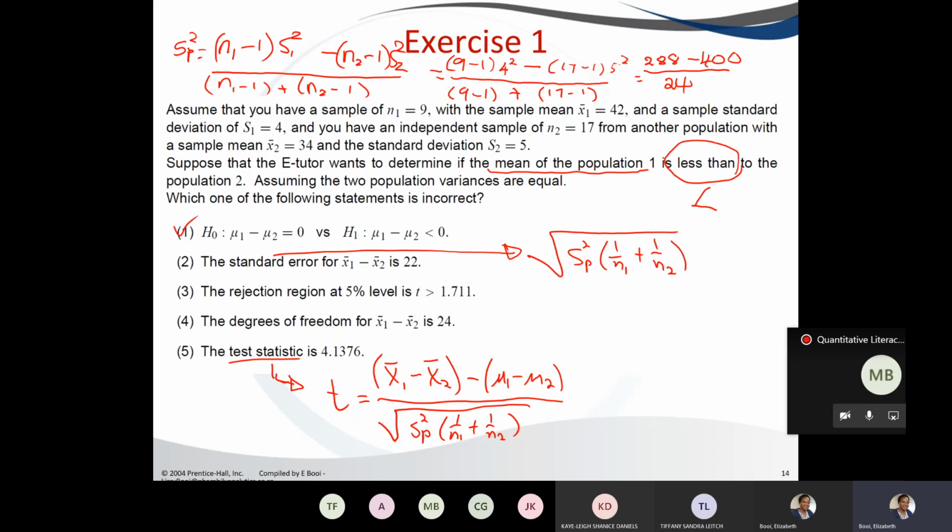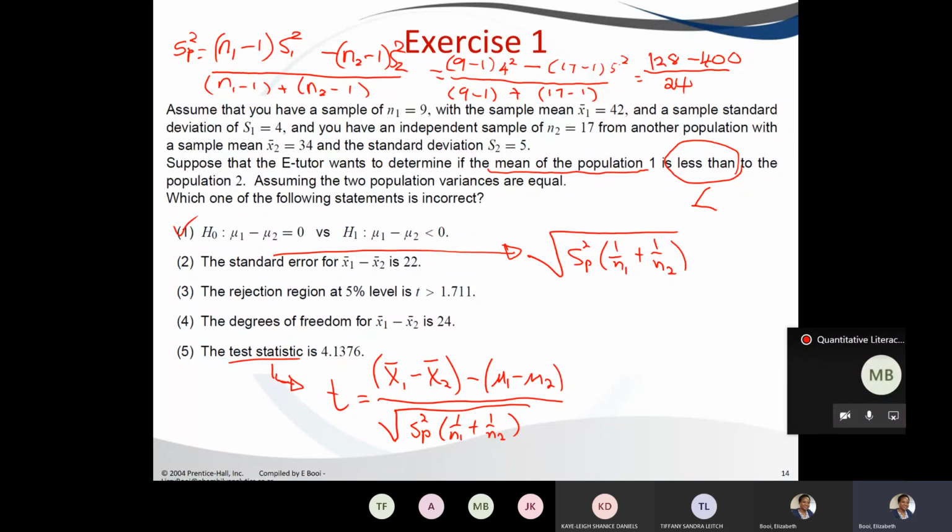And 288, let me just double check. 4 squared is 16 multiplied by 8 is 128. Where did I get 288? 4 times 4 is 16 times 8. So you guys, you are just letting me write things that don't exist. You must let me know if I'm making an error there. So this should be 128.